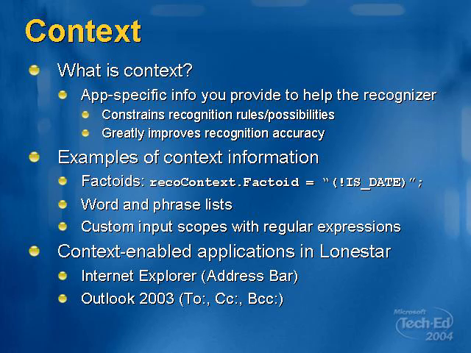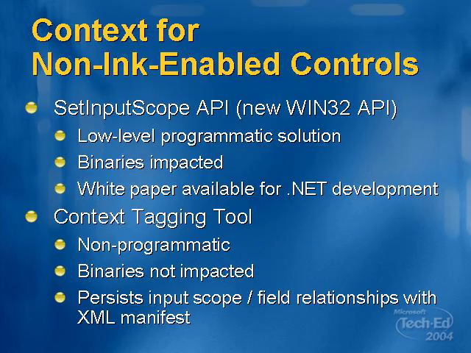You can use a set of predefined input scopes. Input scope is the term we use to describe these types of information that you can bias the recognizer towards. You can use one of these predefined ones, but you can also create custom input scopes using a regular-expression-like syntax and combine these input scopes together. So you could define a field to say digit number, dash, digit number, say if it was a product ID or something like that. You can also use phrase lists and word lists, so the recognizer will pick from a set of words or phrases that you specify. So that's how you do it with ink-enabled applications.